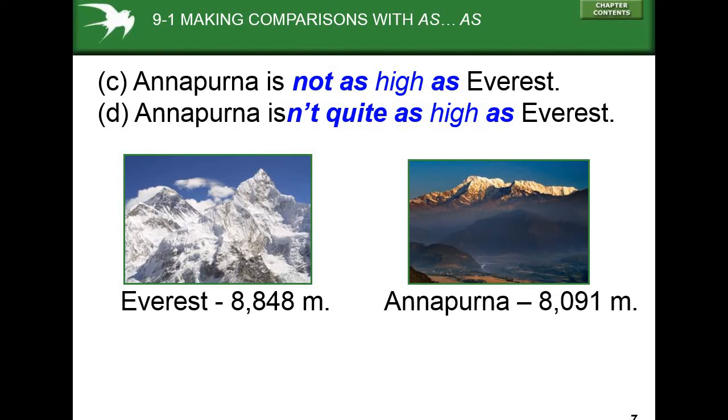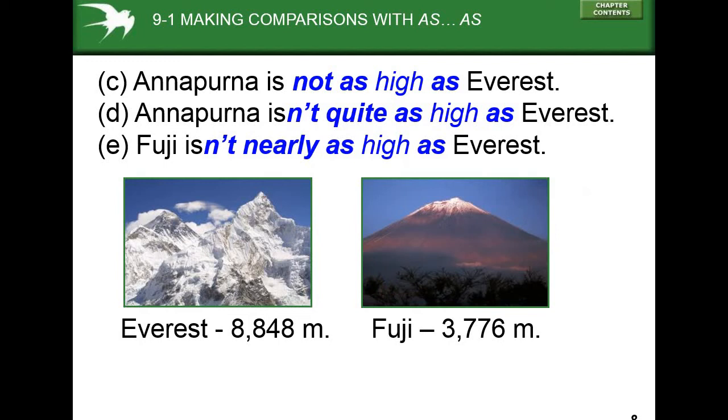Annapurna isn't quite as high as Everest. There is no difference, children, we are just adding another word in this sentence. And we have another here, Fuji. Fuji isn't nearly as high as Everest. So children, in sentence D quite is used, in sentence E nearly is used. What is the difference between quite and nearly?